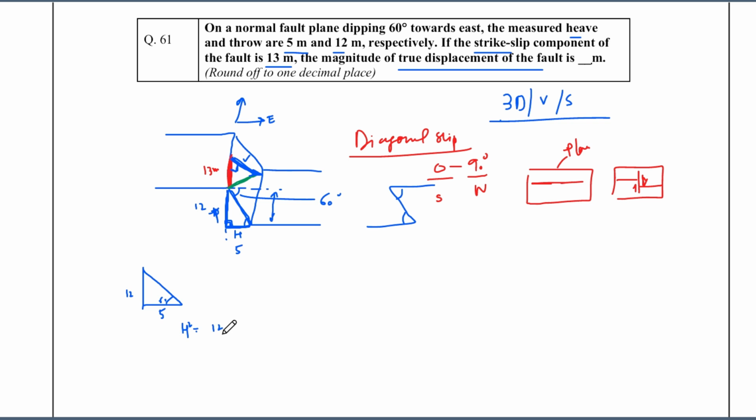12 square plus 5 square, h is equal to 144 plus 25. We will get 169, and the root of this is 13. So we are getting this line as 13. And the same way this line is also 13. So now I will construct this diagram.